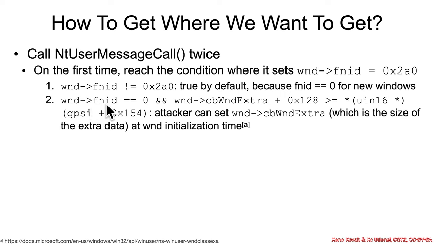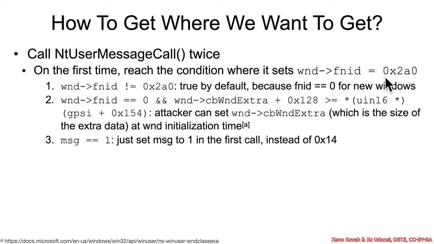Well, that is definitely and obviously true. That's just true by default. The answer to how to satisfy this condition is that it turns out that the attacker can set the CB window extra value on this window at initialization time just based on the way that creating windows works. You can basically set this, and it is going to be a length or a size of extra data that will be attached to this data structure. So fully attacker controlled, and so they can definitely guarantee set that to something. And the question is, what are they going to set it to make sure that this is true? And that'll depend on what the uninitialized value is. But as we'll see later, they can ultimately control the uninitialized value as well.